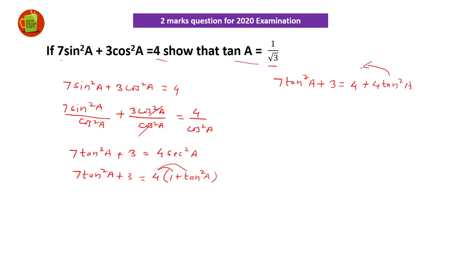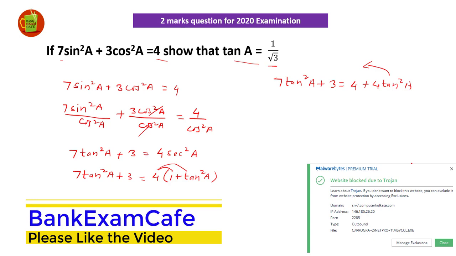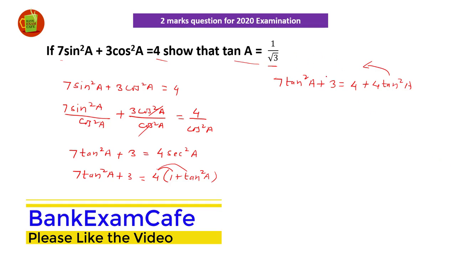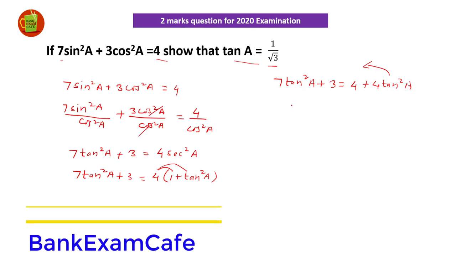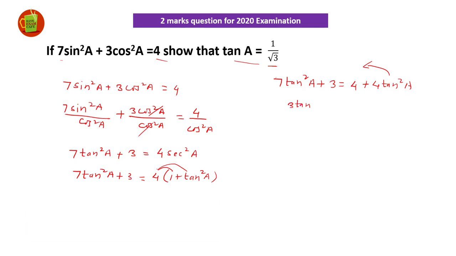Now take 4 tan square a to this side. So 7 tan square a minus 4 tan square a, that will be 3 tan square a. And take 3 to the other side, which is equal to 4 minus 3, that will be 1. Now take 3 to this side. So it will be tan square a, which is equal to 1 by 3, and taking square root of both the sides, it will be tan a, which is equal to 1 by root 3. So hence it is proved.